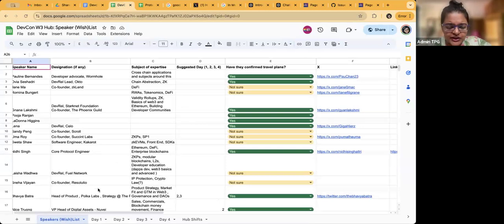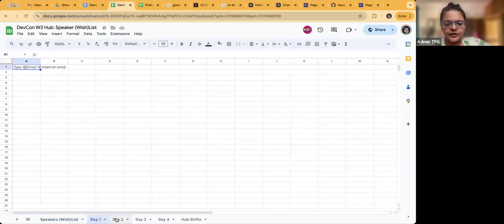which is our speaker wishlist sheet, we want to start adding the programming for each of the days. So since you are part of the programming committee as well, feel free to just start adding the speaker names, the timings, and what subject you think they best fit. And we'll start populating these for day 1, day 2, day 3, and day 4.